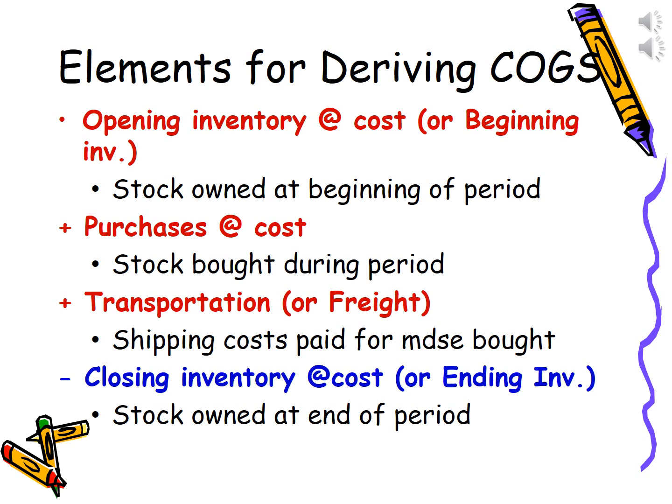So the closing inventory, again at the cost value, or ending inventory, has to be subtracted from the previous calculation, the opening inventory plus purchases and transportation. From there, you have to subtract closing inventory to be able to have a more accurate calculation of the cost of goods sold. And this is not it. There are more elements that we also have to consider, and we'll take a look at them on the next slide.